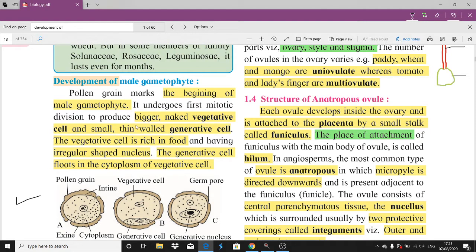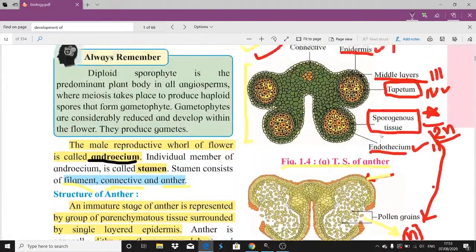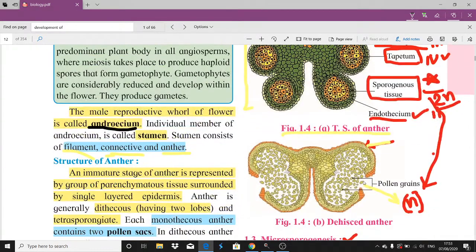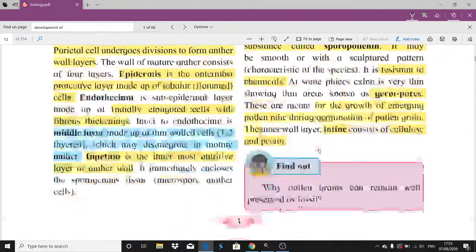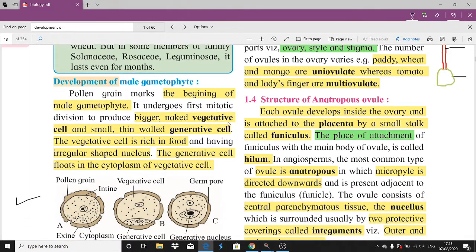So stepwise we'll try to understand the development of male gametophyte now. Pollen grains mark the beginning of male gametophyte. Pollen grains are very important, and we have studied where they are formed: in the sporogenous tissue. These are the pollen grains. Now they are moving out from the dehisced anther. So these are the beginning of male gametophyte. It undergoes the first mitotic division to produce a bigger naked vegetative cell and a small thin walled generative cell.